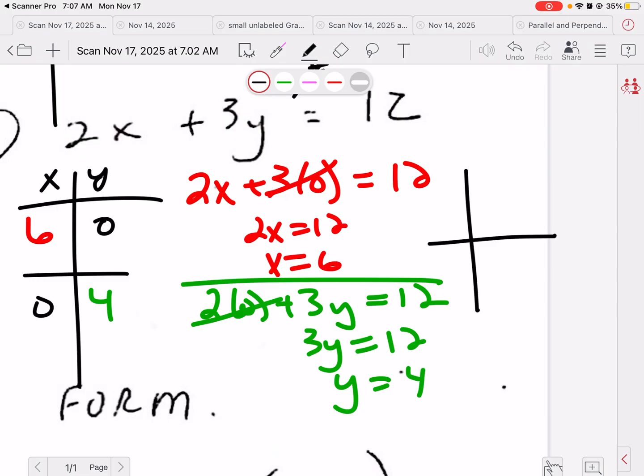So we're going to go 6 on the x's, 1, 2, 3, 4, 5, 6, and plot my point, and 4 on the y. Plot my point. Go ahead and draw a line between those.